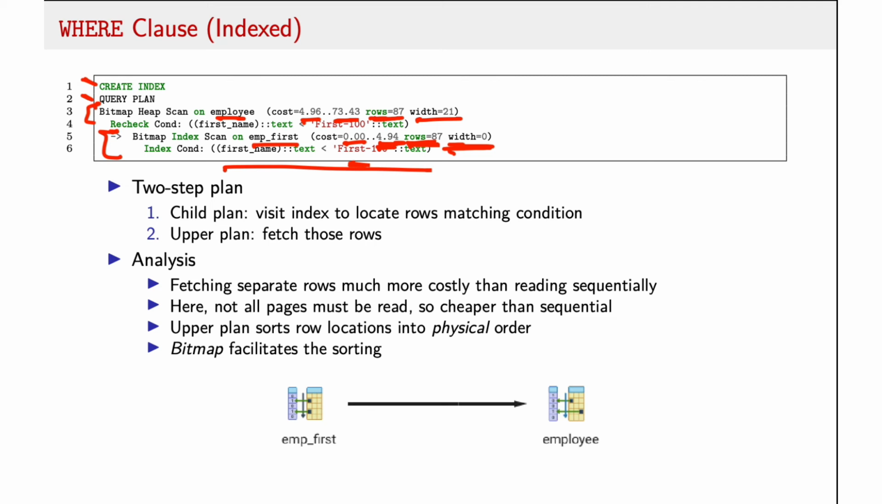Again, here's a two-step plan, right? The child node, the bitmap index scan, is going to look in the index to find the rows that match that condition. And then the plan in the upper node is to just fetch those rows.